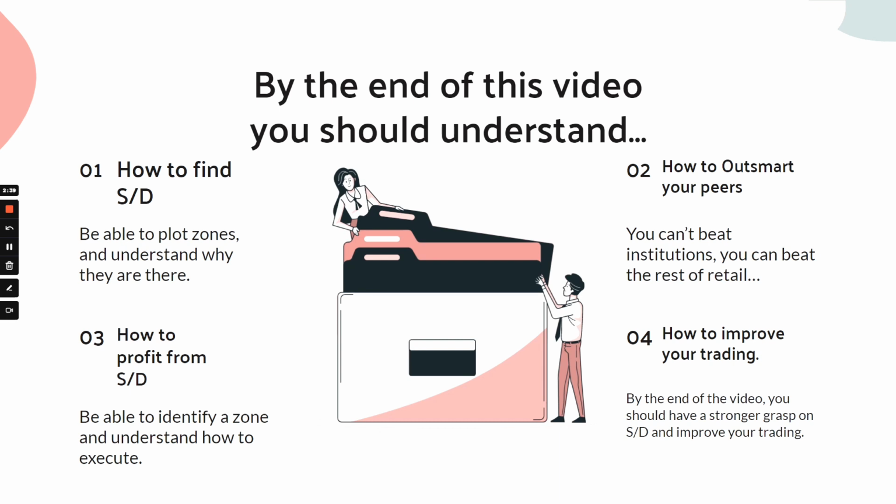Number 3, being able to identify a zone isn't enough. You have to understand how to execute on that zone. You could have the best TA skills in the world. You could have the best charting skills in the world. You could find every supply and demand zone. But if you can't pull the trigger, if you can't execute on that zone, there's no point in even learning it. By the end of this video, you should have a stronger grasp on supply and demand and be able to improve your trading if you haven't already.